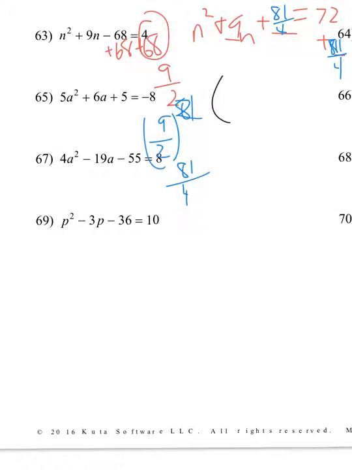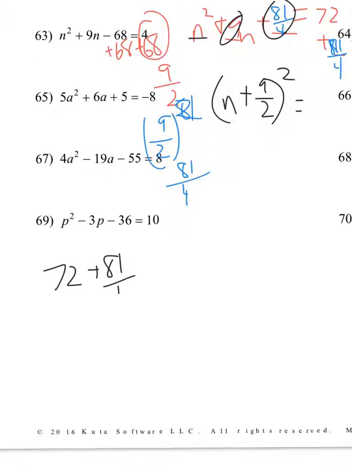So let's write down what we have. Now remember the shortcut to get what goes in here. It's n in this case because we have n squared. And then it's half of what 9 is, which is 9 halves. So we're going to leave it as an improper fraction. And then on the right, I have 72 plus 81 fourths.